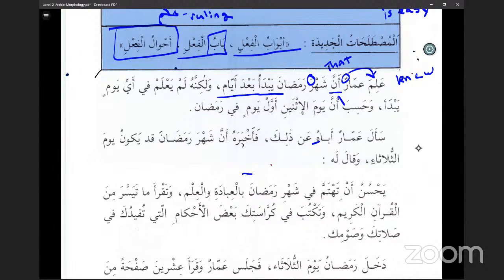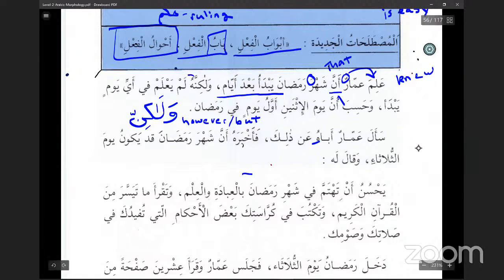Then we have here walakinnahu. This word walakin, if you notice, it's spelled walakin, but it has an alif saghira here, so you need to stretch it. Walakin means however, or but, whichever one you want to use. I like however better. Walakinnahu, however, he.